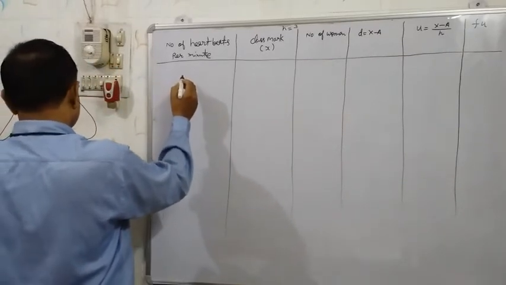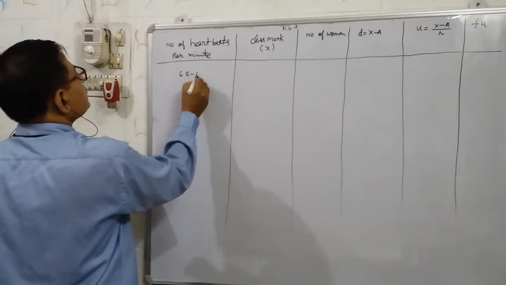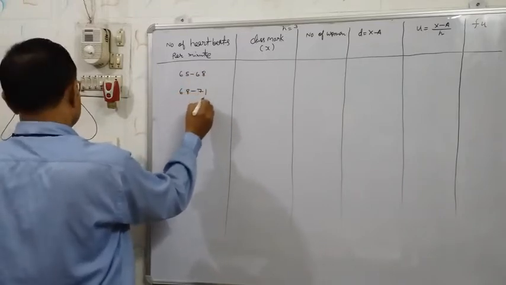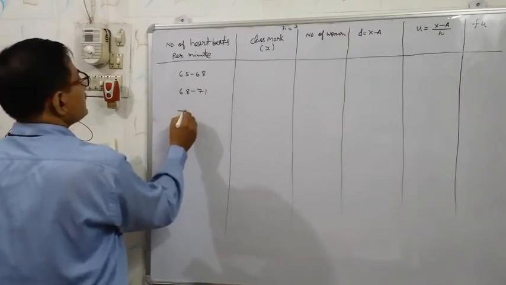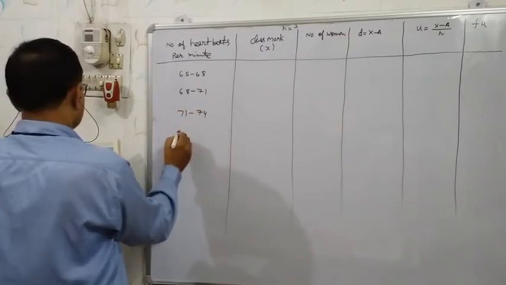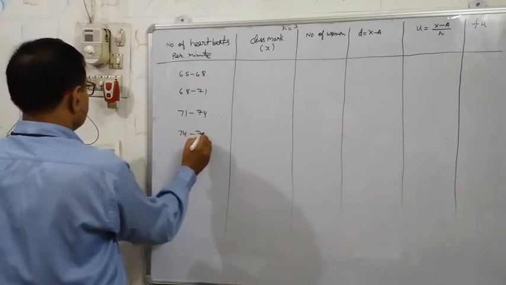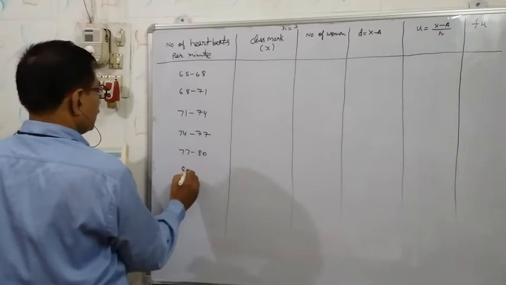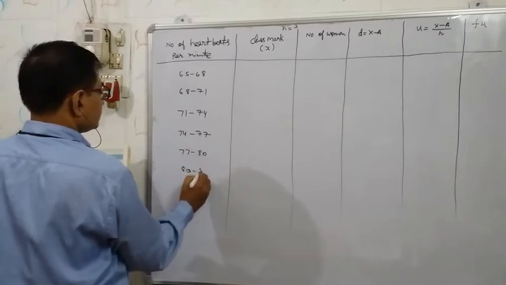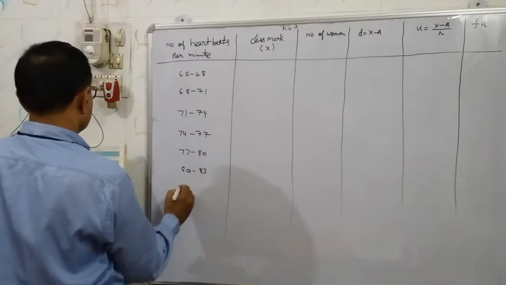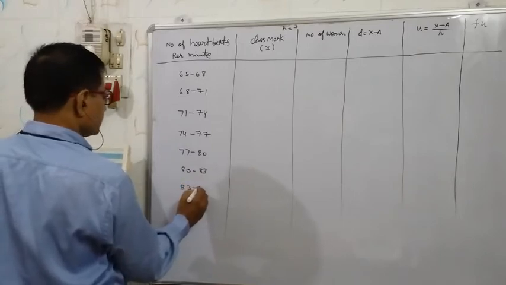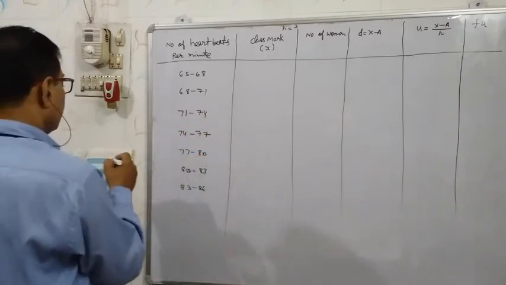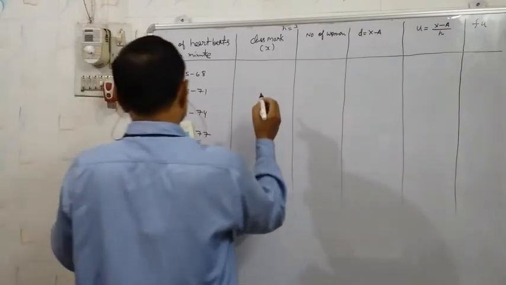Now the number of heartbeats: 65 to 68, next 68 to 71, and 71 to 74. This is a continuous series. And 74 to 77, 77 to 80, 80 to 83, 83 to 86. 1, 2, 3, 4, 5, 6, 7 classes.